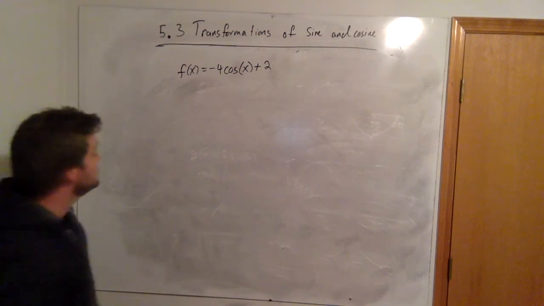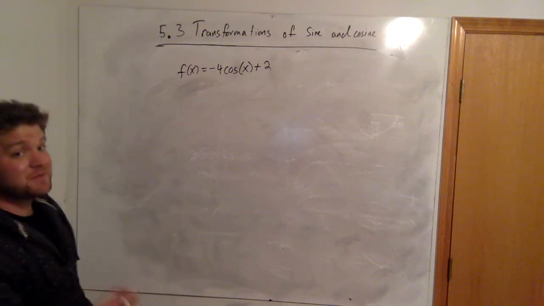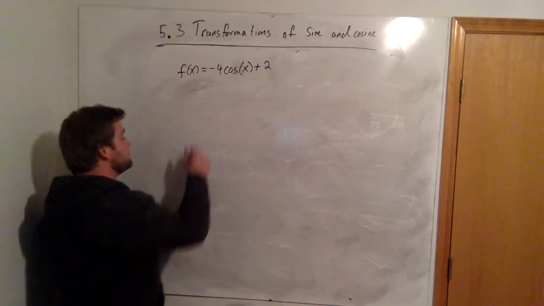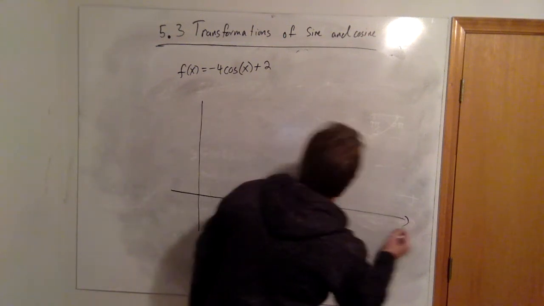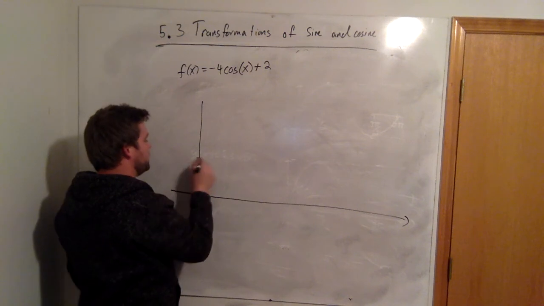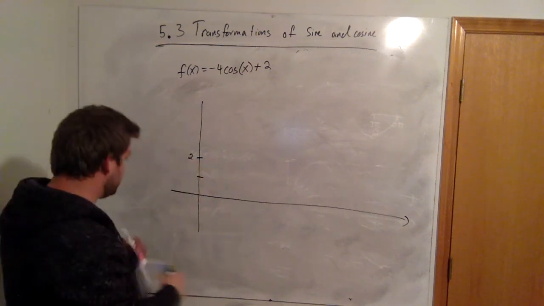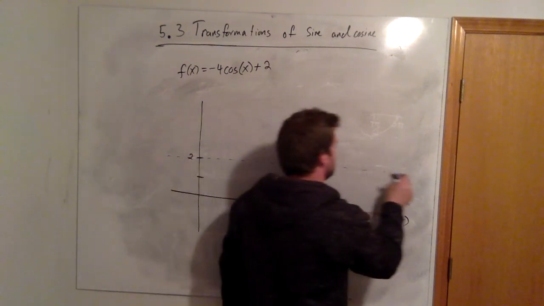Okay, let's do it. So what am I going to pay attention to? I'm going to pay attention to where the equilibrium is and what the amplitude is. My graph is being shifted up by 2 units. So 1, 2. So here's my equilibrium. Here's our equilibrium. It's not mine, it's ours.